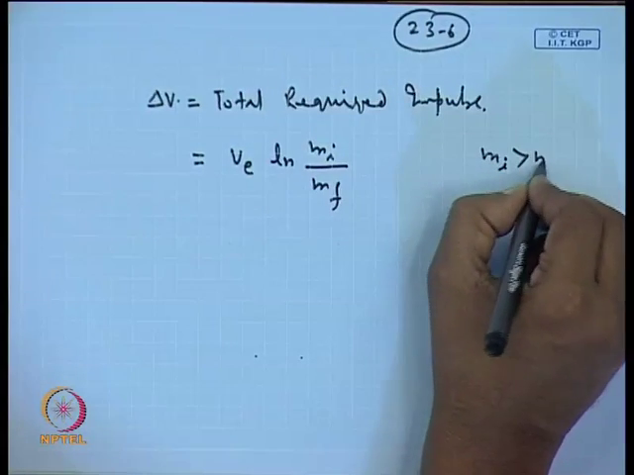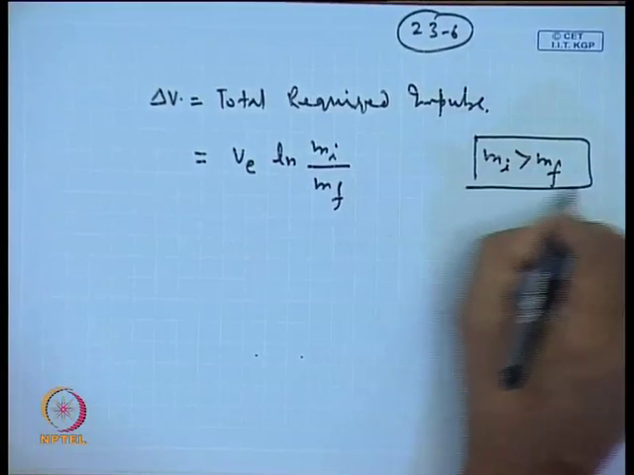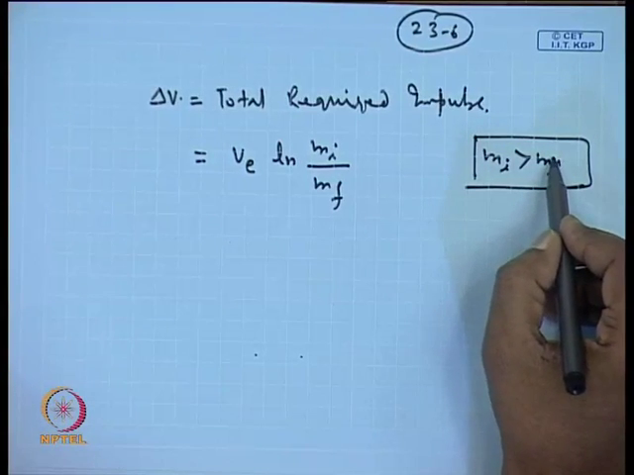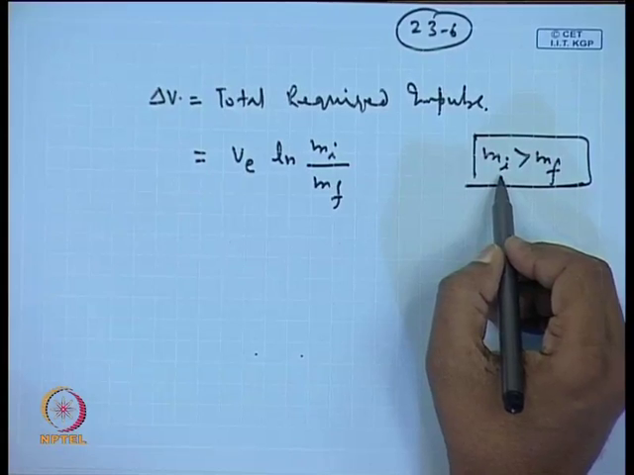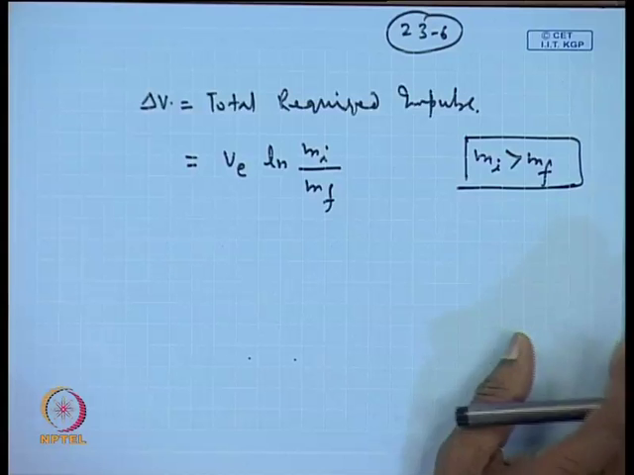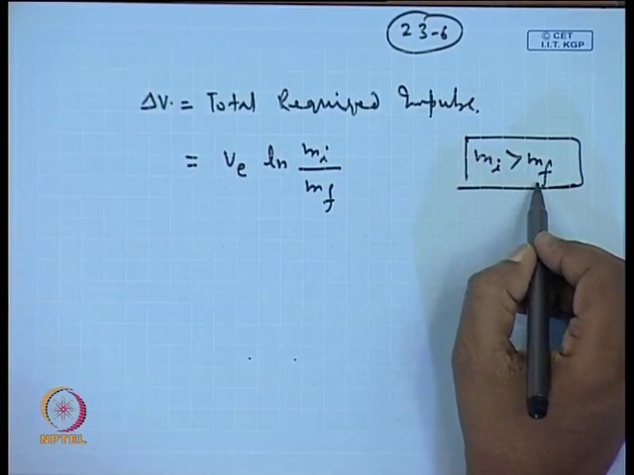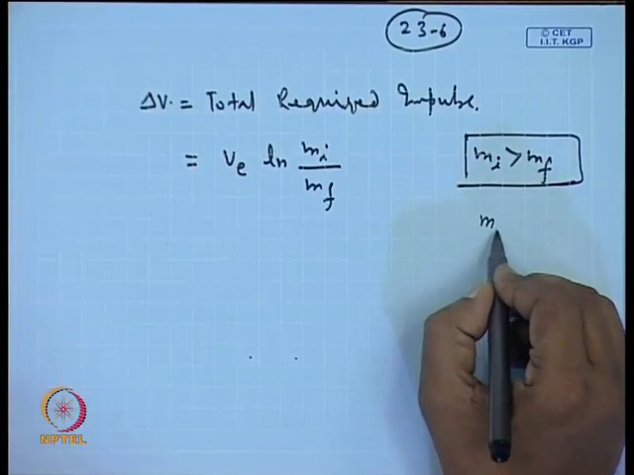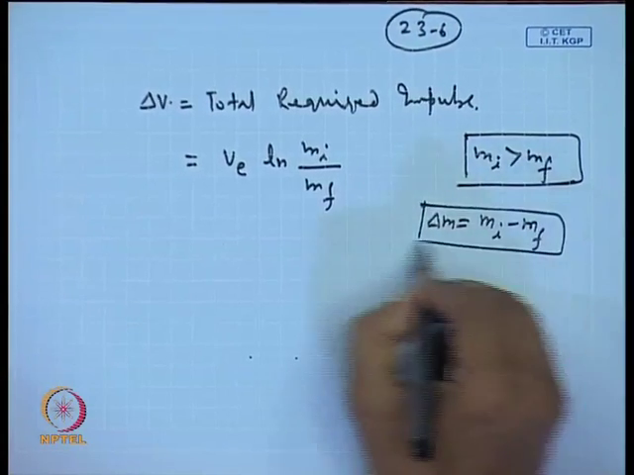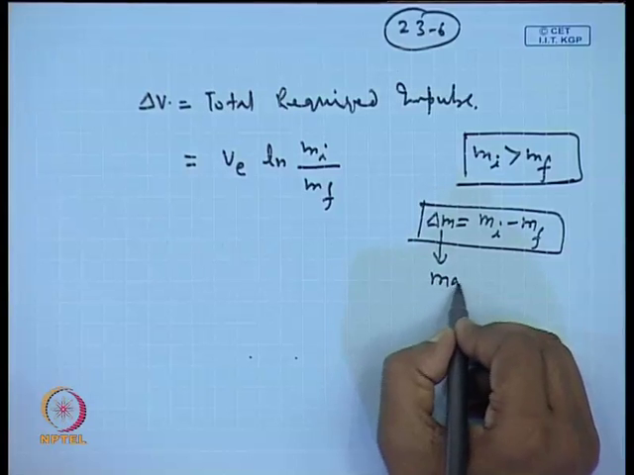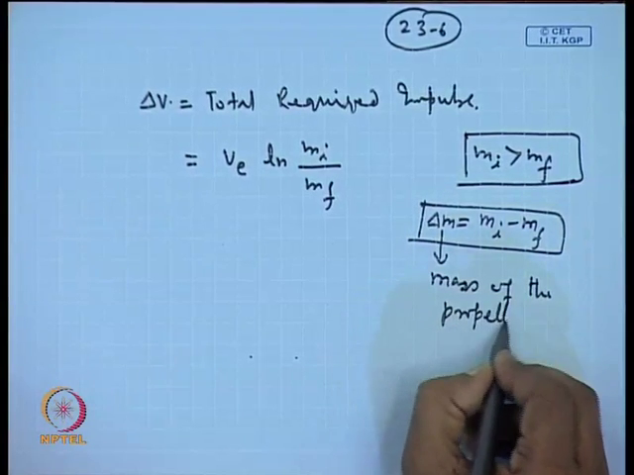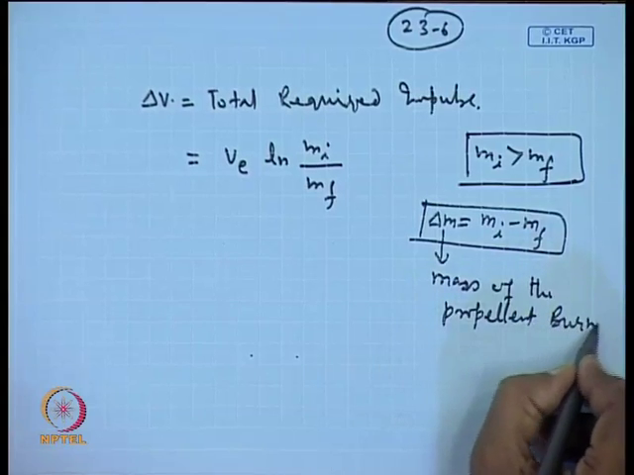Obviously, m_I is greater than m_f, because as the fuel is burnt, the mass of the propellant is decreasing. So, m_f is the final mass of the propellant or the rocket. Here we are taking the mass of the rocket, which includes the body. So, whatever the decrease in the mass of the rocket is there, m_I minus m_f, this is your delta m, this gives the mass of the propellant burned.